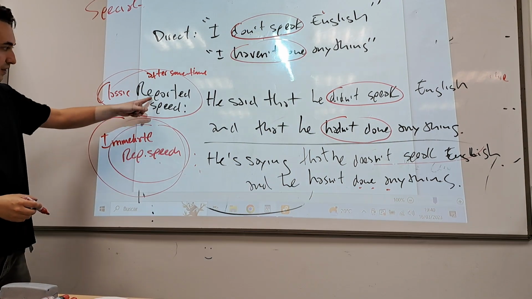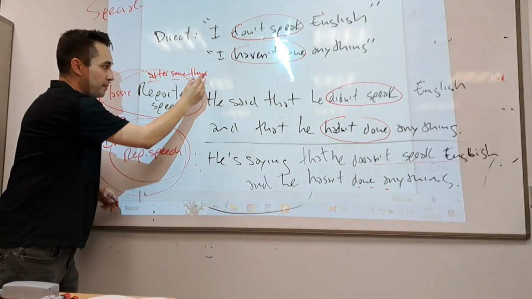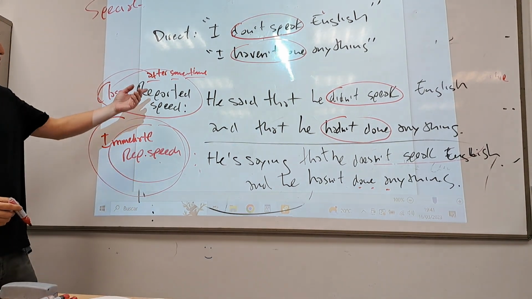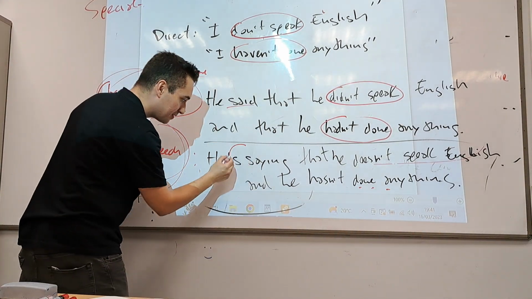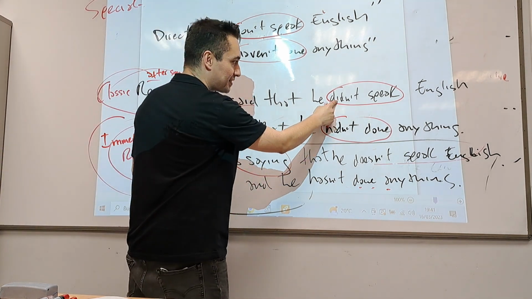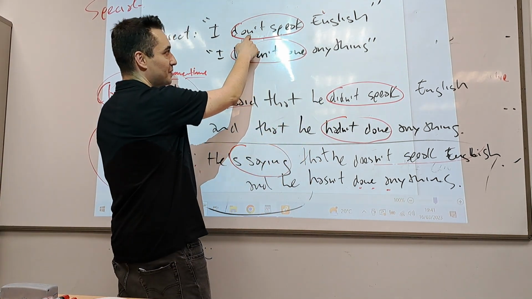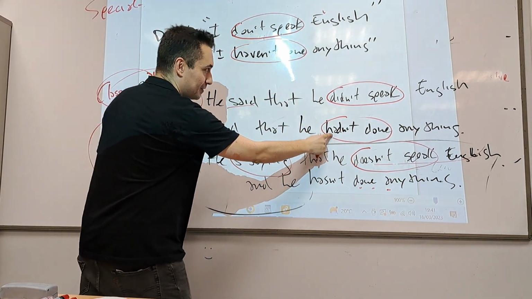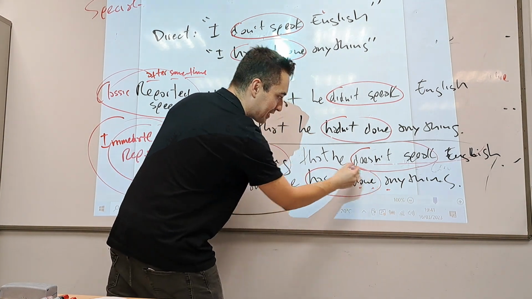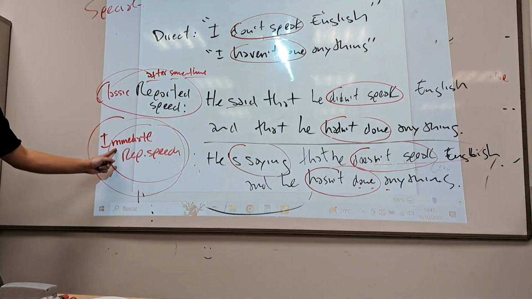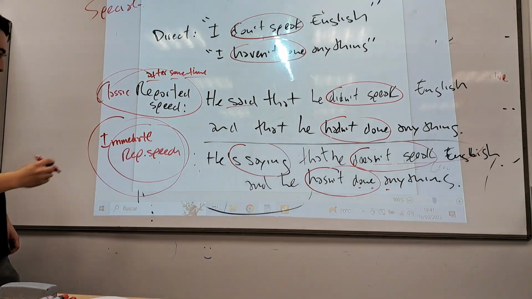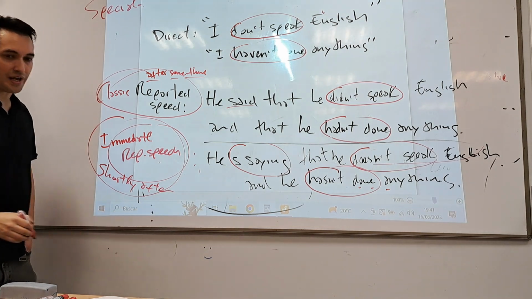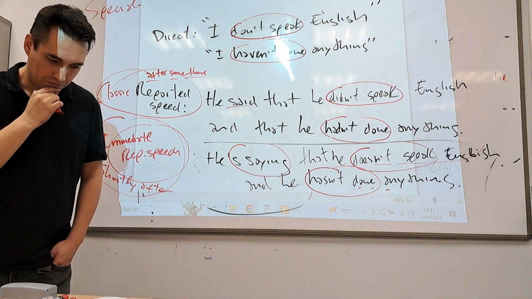So when you're reporting, but not after some time, but at the same time, or maybe 5 seconds, 1 second later, what do you say? Instead of he says, he's saying. Instead of the past, he didn't speak, the present doesn't speak. Instead of hadn't done, you use the same, hasn't done. So this is called the immediate reported speech. Shortly after, very shortly after, just a few seconds later. So far so good?